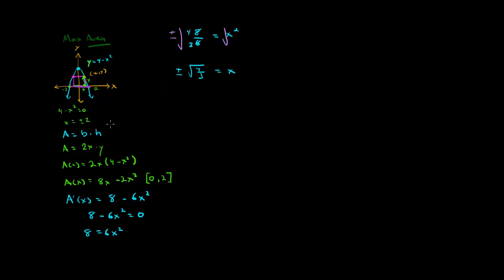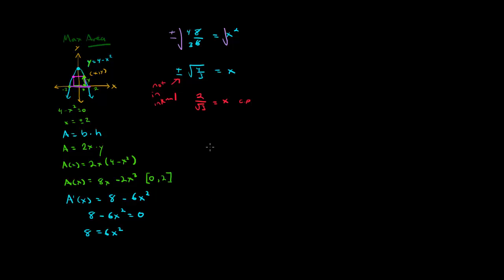Now notice my interval is from 0 to 2. So clearly this negative value that I'm getting here, I am not interested in. So I'll just say not in interval. So I don't care about that value. This value, I can clean this up a little bit. I can say we get 2 over radical 3 equaling x. And that is going to be my one critical point in this interval.